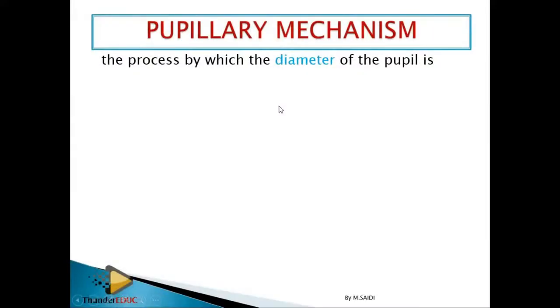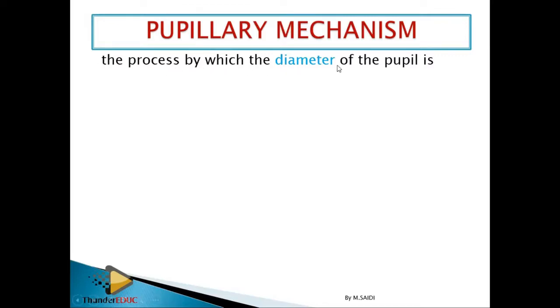When you talk about pupillary mechanism, it's the process by which the diameter of the pupil is being changed. You find out that students tend to misunderstand the pupillary mechanism and accommodation. Basically, in accommodation, you have to talk about the lens, the suspensory ligament, and the ciliary muscles. While in pupillary mechanism, you talk about the muscles in the iris and the pupil. How much light is entering the eye? That is what you call pupillary mechanism.